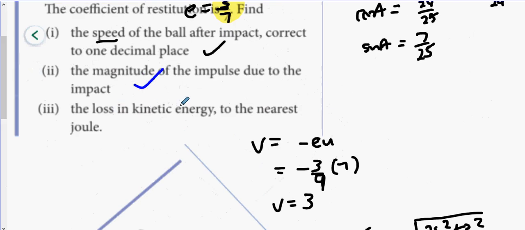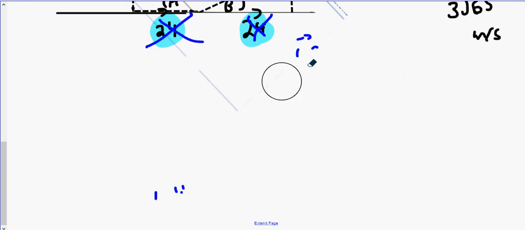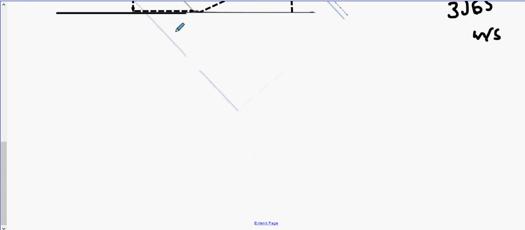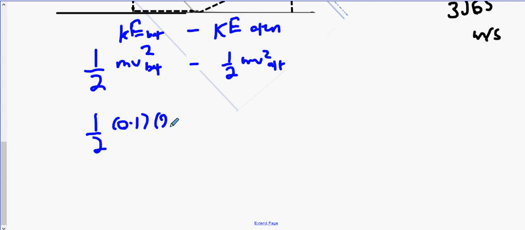Find the loss in kinetic energy to the nearest joule. The loss in kinetic energy, well, this is an easy one, thank God. It's kinetic energy before, take away kinetic energy afterwards. The loss in kinetic energy is a half mv squared before minus a half mv squared after. So we're going to get a half times 0.1 times 20 squared, minus a half times 0.1 times 3 root 5 squared.